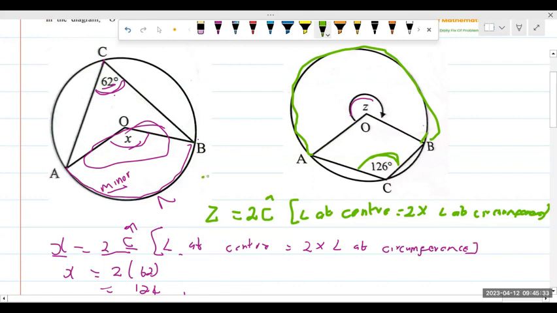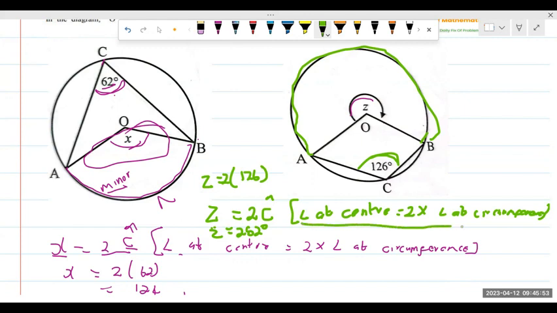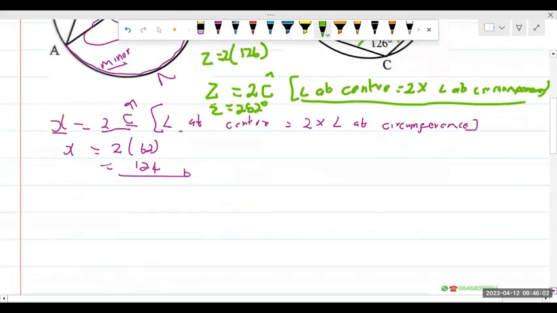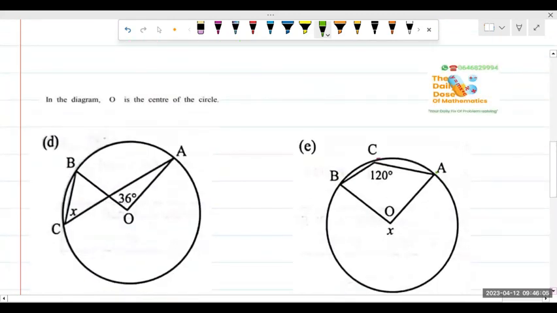If that is the case, Z is going to be equal to 2 times 126. What is 2 times 126? 252. So Z is going to be 252 degrees. So the statement is already proven. That's the angle at the center. It's an axiom. So from here onwards, we can come and do the following.